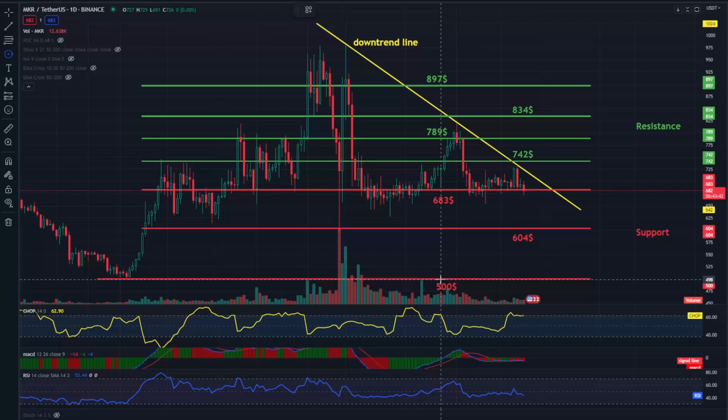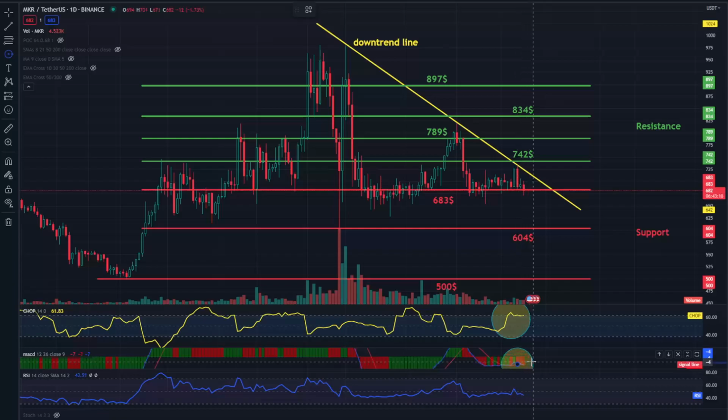When we turn on the volume indicators, we can immediately see that it has been very low for a long time. The CHOP index indicates that we have a lot of energy for the upcoming move. The MACD is fighting on the verge of returning to the uptrend. While the RSI is moving in the lower part of the range, but we have room for the price to go lower, which could pull the price towards the $604 support.